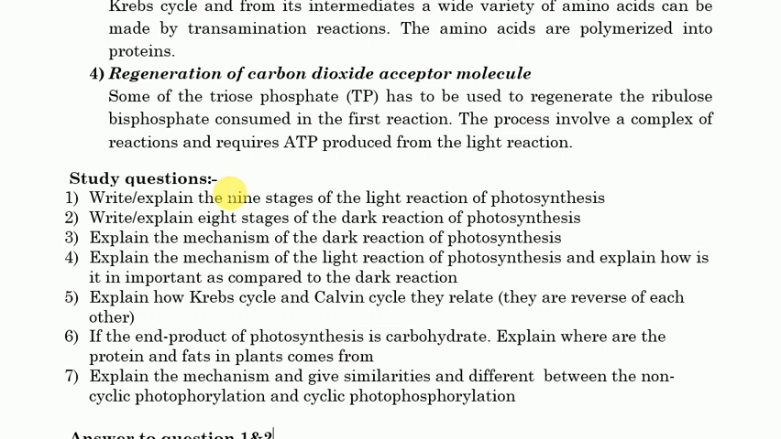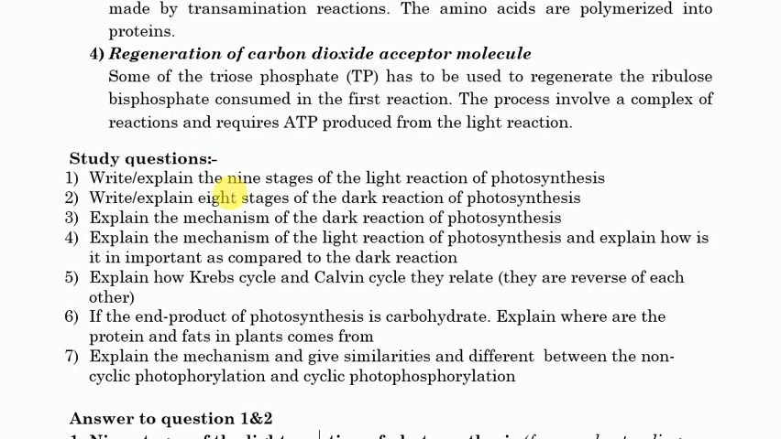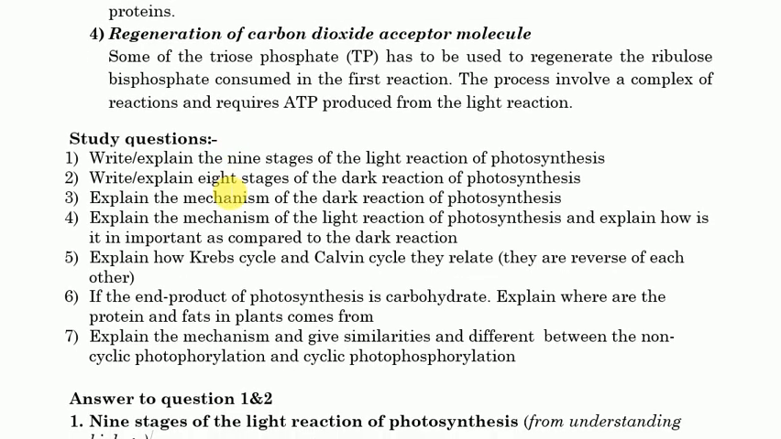Third, explain the mechanism of the dark reaction, which we discussed already. Explain the mechanism of the light reaction and explain how it is important. For the light reaction, you will be required to explain both cyclic and non-cyclic photophosphorylation, and the whole mechanism as per the last lecture. Explain how the Krebs cycle and Calvin cycle relate, or are the elements of each other. When we discuss the Krebs cycle and respiration, you will understand well and get the answer. If the end product is carbohydrate, explain where the protein and fat in the plant come from.